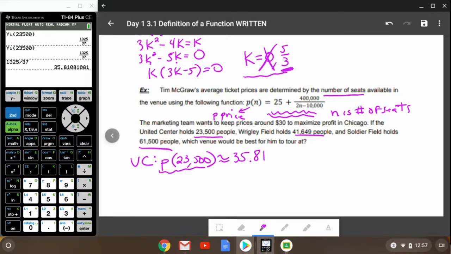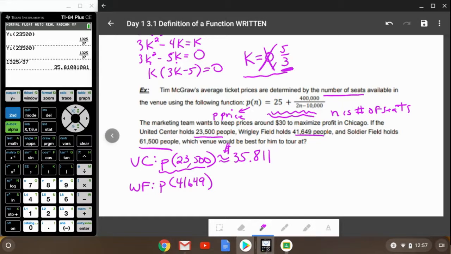I was going to go with 3 decimals, 35.811. So what they're saying is my ticket price would be $35.81 if I use that equation that they're giving me there. Okay. Now, if I were to do Wrigley Field, same idea. I'm going to use P of, now I'm going to use that number instead, 41,649.